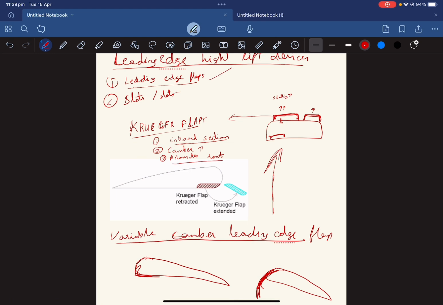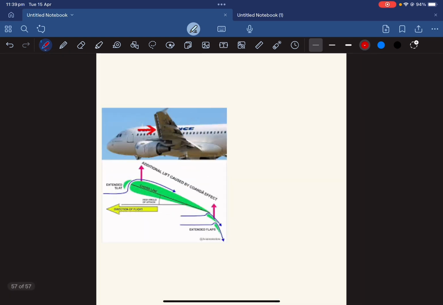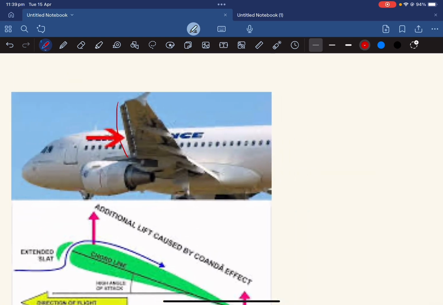Now let's talk about slats and slots. As I showed you at the start, these are your slats, of course, on the outboard section. What they basically do is increase your stalling angle. We study this in stall. Your stalling angle is going to be increased, and the main thing they do is re-energize your boundary layer.